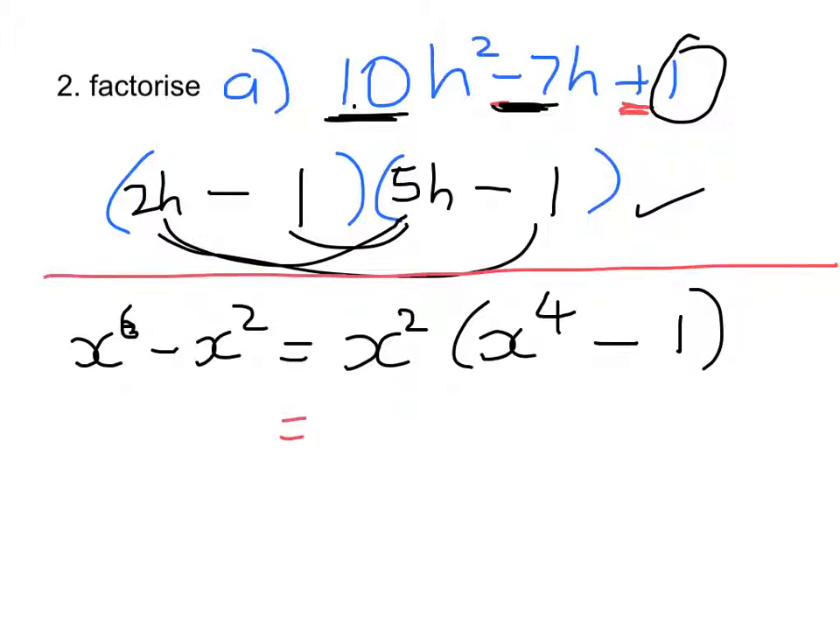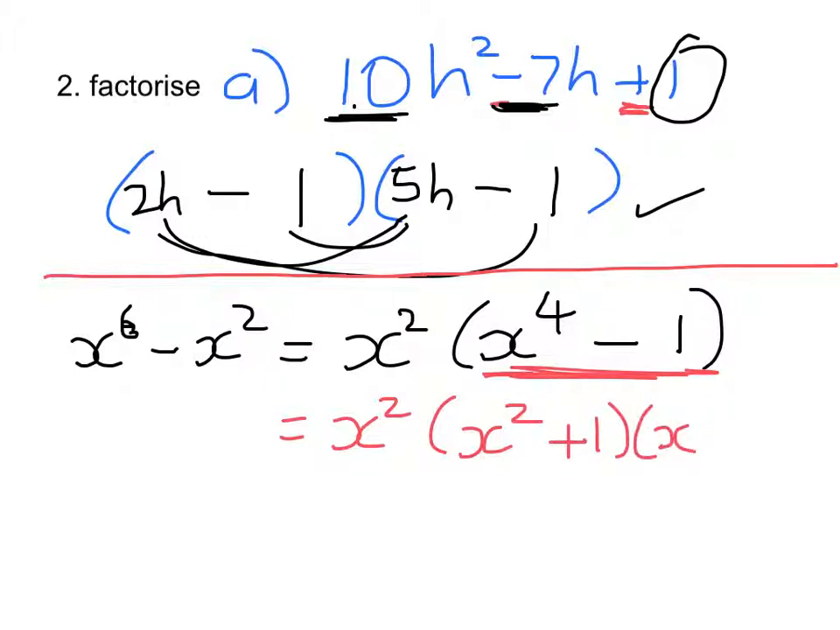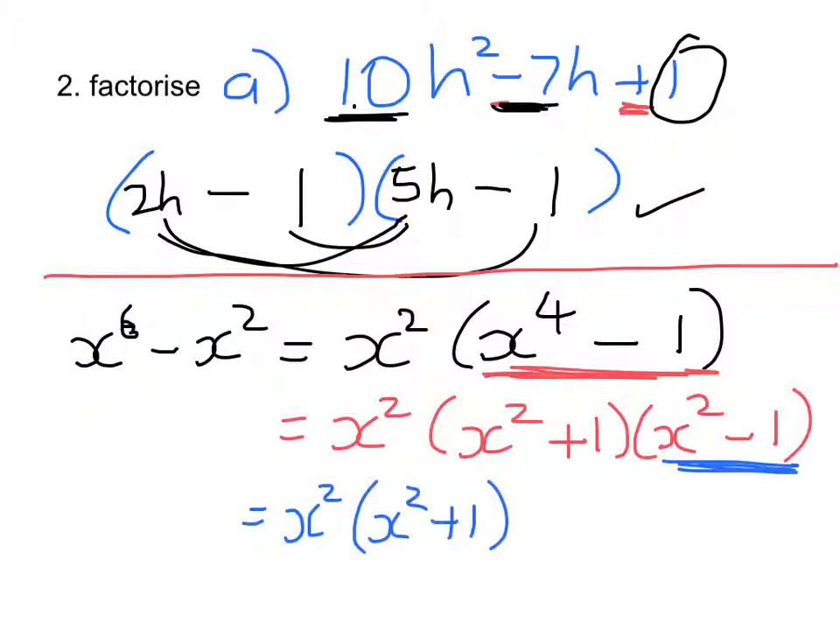Now here I notice, so hopefully all of you are noticing there's a difference of two squares pattern. So we have x squared times (x squared plus 1)(x squared minus 1). But we're still not finished because we've got another difference of two squares here. So the full answer is x squared times (x squared plus 1), can't factorise that, times (x plus 1)(x minus 1).